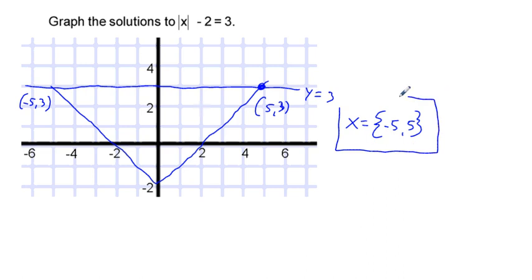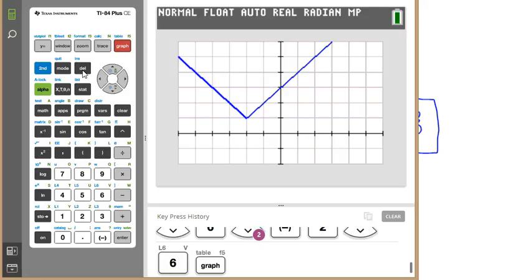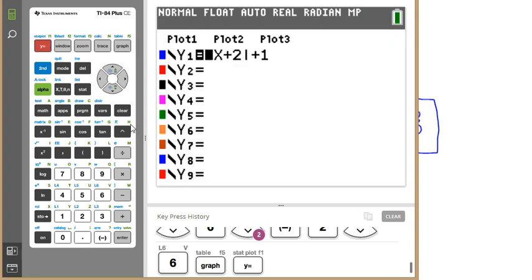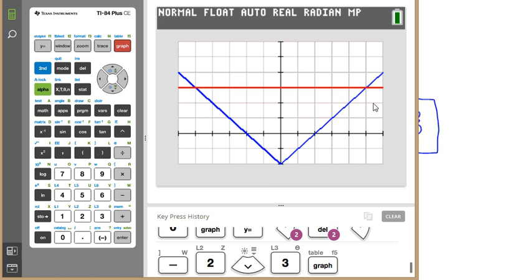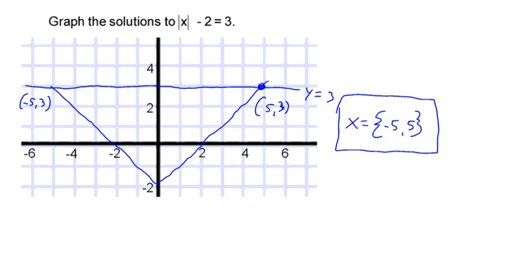Very easy, likewise, to do in your calculator. Absolute value of x minus 2 is 3. So we can go here to our calculator. Absolute value of x minus 2, and set that equal to 3. And we can graph and see that, right? x equals negative 5, x equals positive 5. Very easy to do. And that's it.